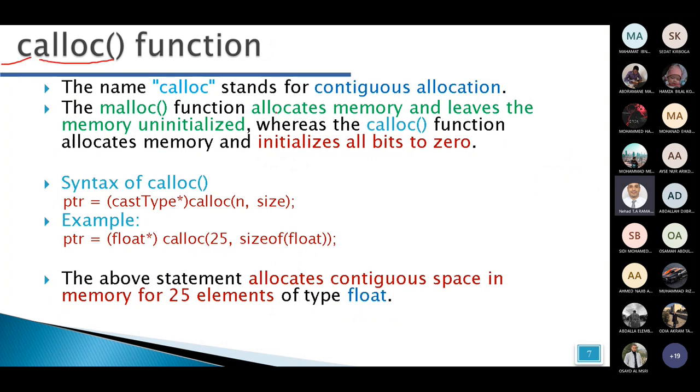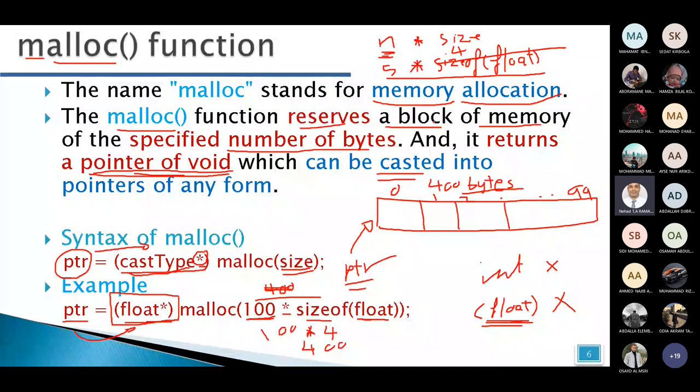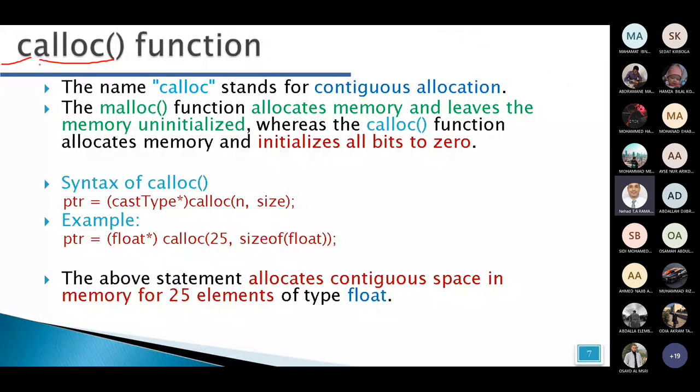Calloc is very similar to malloc. The difference here is that in calloc, the C means contiguous. Contiguous means all the elements come in series, one after each other. So all the memory will be allocated as contiguous. The other difference: malloc does not initialize the memory, but calloc initializes it to 0.